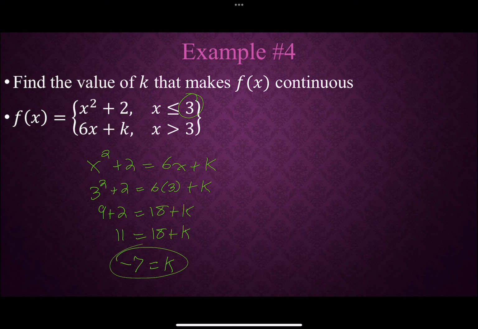Now, the problem can get a little more complicated than that. Maybe there's multiple k's, so you got to combine like terms. Maybe there's a k squared, so you got to solve a quadratic. Or again, maybe it's a different letter.